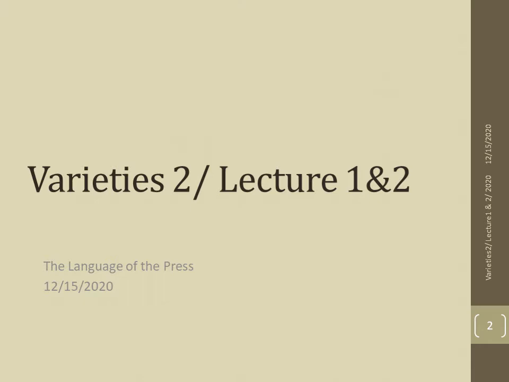This is an introductory class to Varieties 2, which is basically a complementary class to Varieties 1. In your previous Varieties 1 class, you worked on extracts of spoken English. You analyzed them in terms of their stylistic features, and you also focused on their stylistic functions. Now, for this semester, you will be working on a different kind of text. In fact, you will be working on journalistic writing or journalistic text.